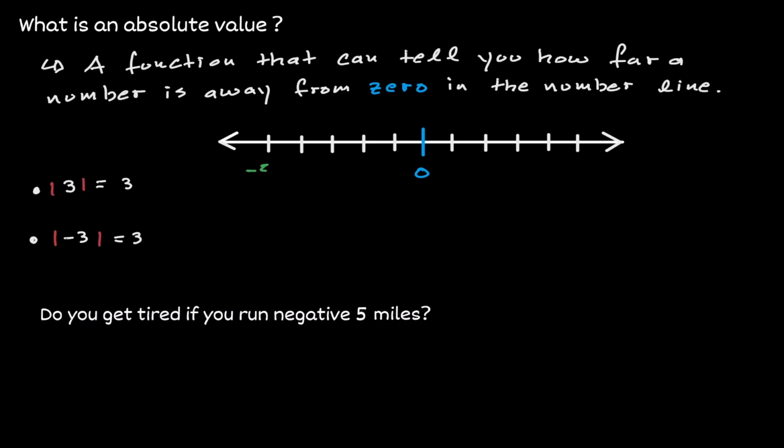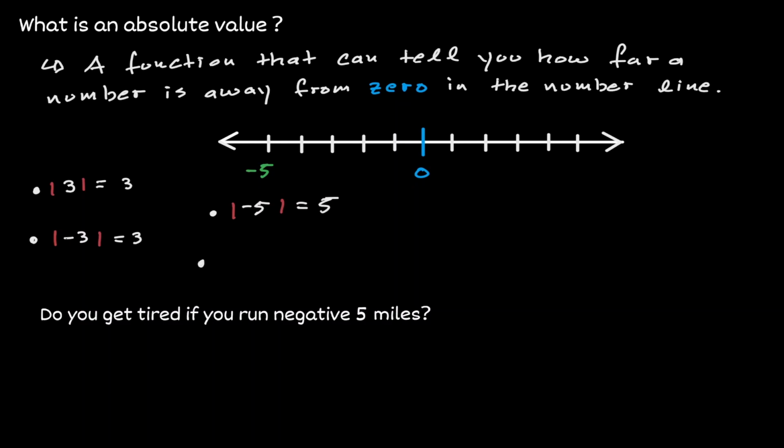Now let's take a look at the number negative 5. How far is negative 5 away from 0 in the number line? The way that we can display that is by saying we're going to take the absolute value of negative 5. And we can definitely count that distance. Negative 5 is 5 units away from 0 in the number line. So we can say that the absolute value is 5.